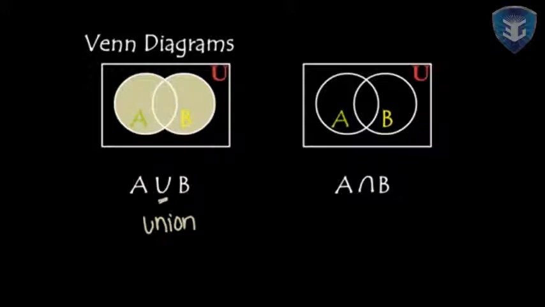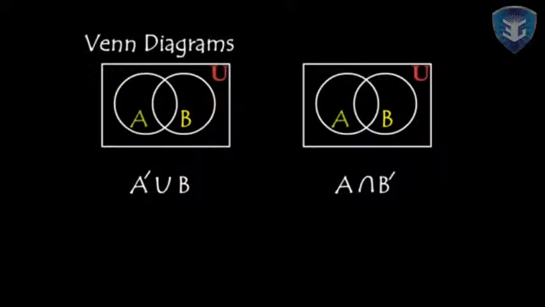Let's look at the second one. This upside down U actually means intersect. And what intersect means is where A and B collide, or where they're the same. Think of an intersection where two roads come together. Well, where would that be? Well, where A and B are the same is right in here. So that would be your answer if you're shading the Venn diagram for A intersect B. Now we're going to use these two in the next ones.